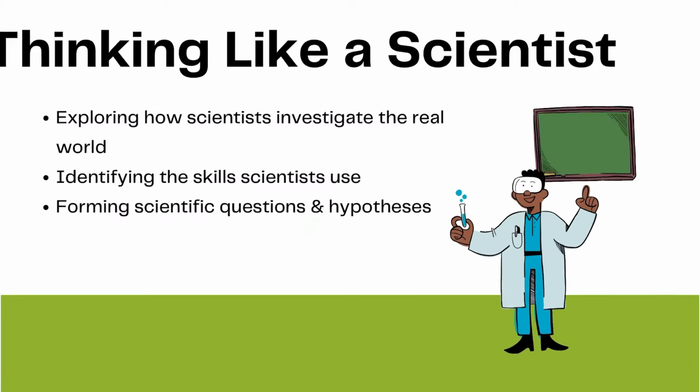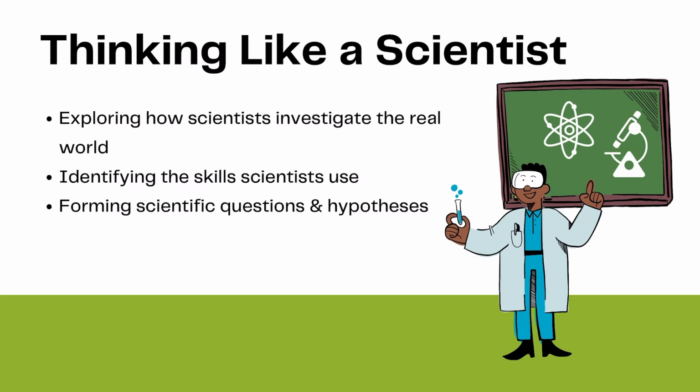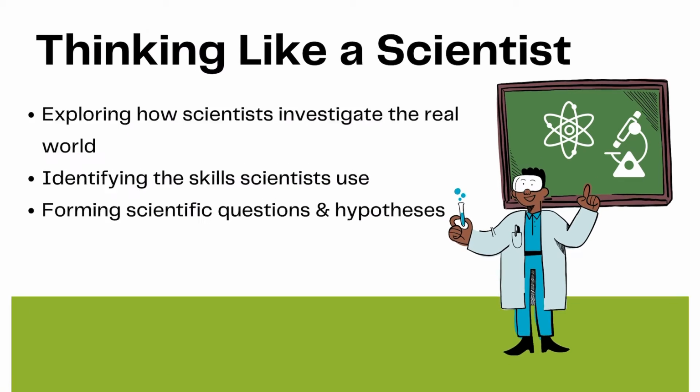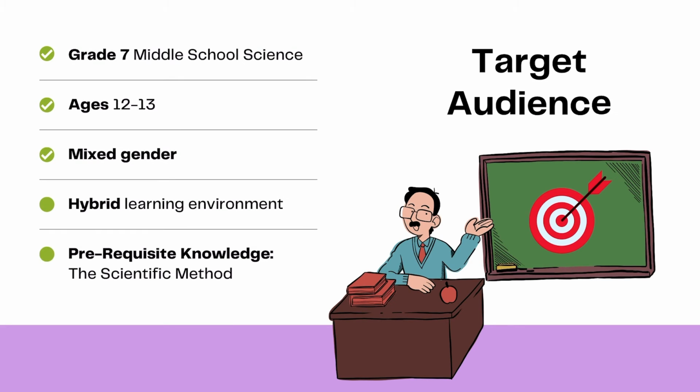Thinking like a scientist. The course I have created is one in which students will explore how scientists investigate the real world, identify the skills and attitudes of a scientist, and be able to form scientific questions and hypotheses following the scientific method. The target audience comprises grade 7 middle school students between the ages of 12 and 13 of mixed gender learning in a hybrid environment.